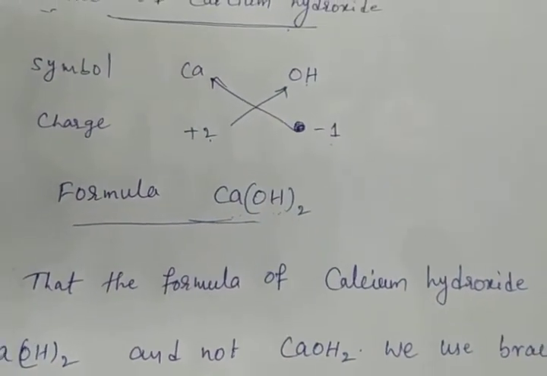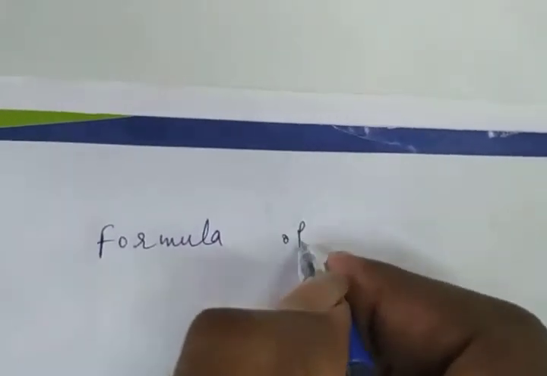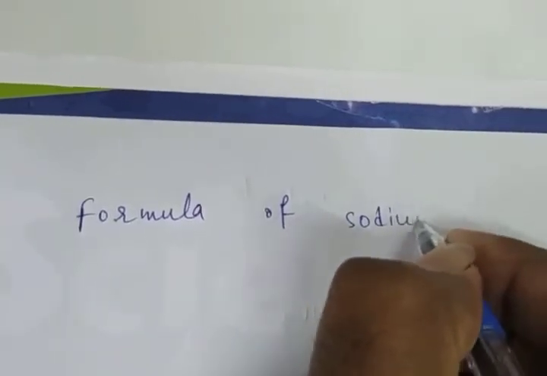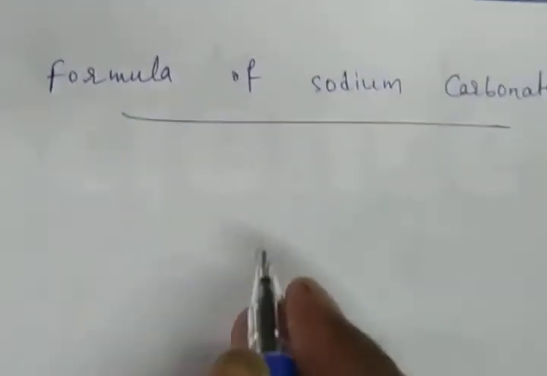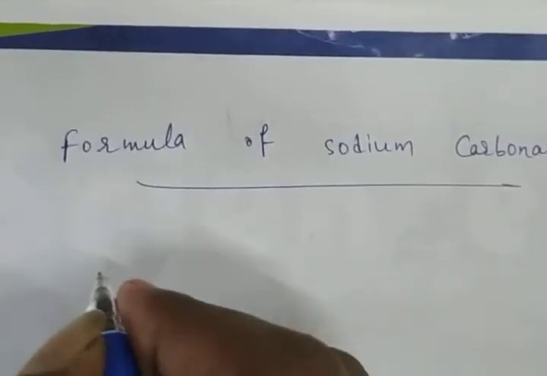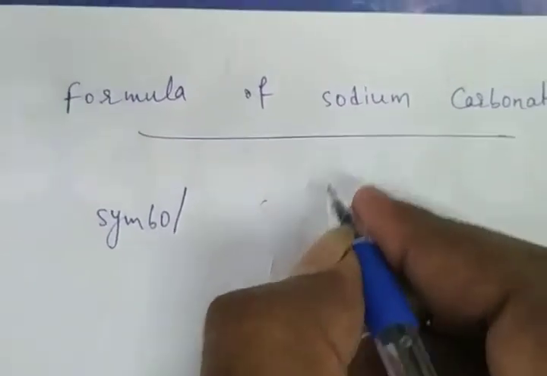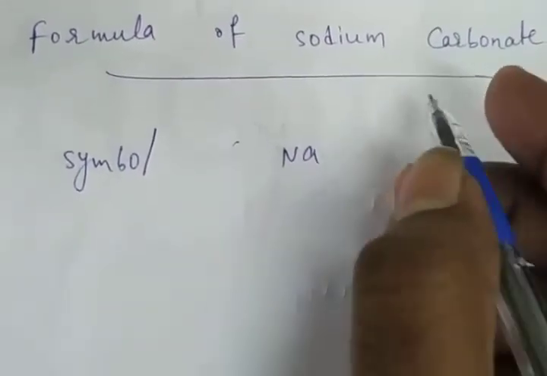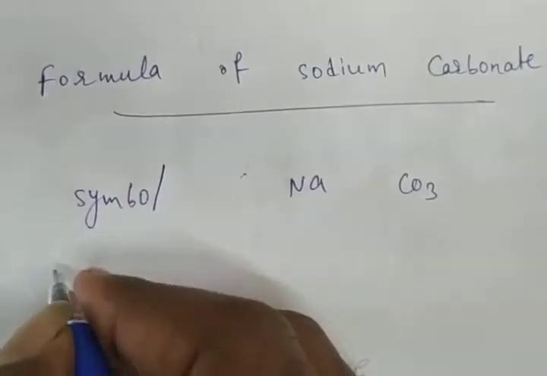Next formula, sodium carbonate. How can we write the formula of sodium carbonate? First, the symbol or formula. The symbol of sodium is Na. What about the carbonate? The carbonate formula is CO3.